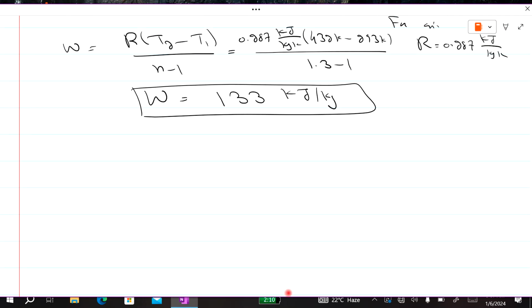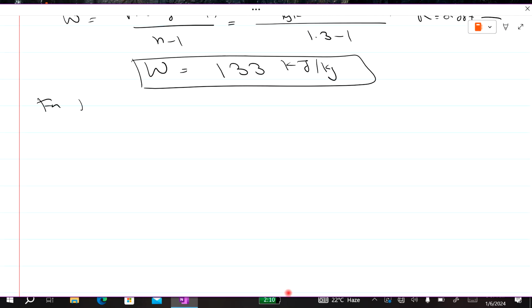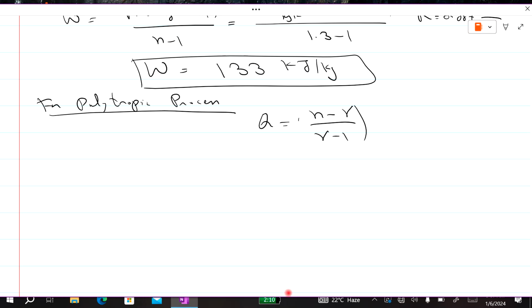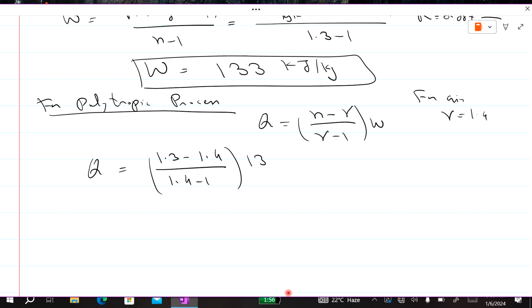For a polytropic process, the relationship between Q and W is Q equal to (n minus gamma) divided by (gamma minus 1) into W. For air, gamma is equal to 1.4. So putting values in this equation to find Q: n minus gamma, where n is 1.3 and gamma is 1.4, divided by 1.4 minus 1, and the value of W is 133 kilojoule per kilogram.